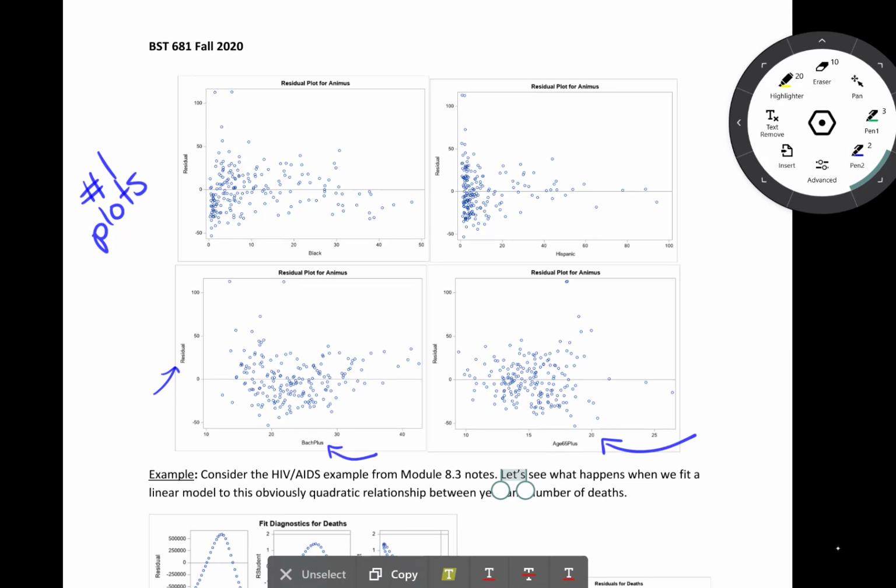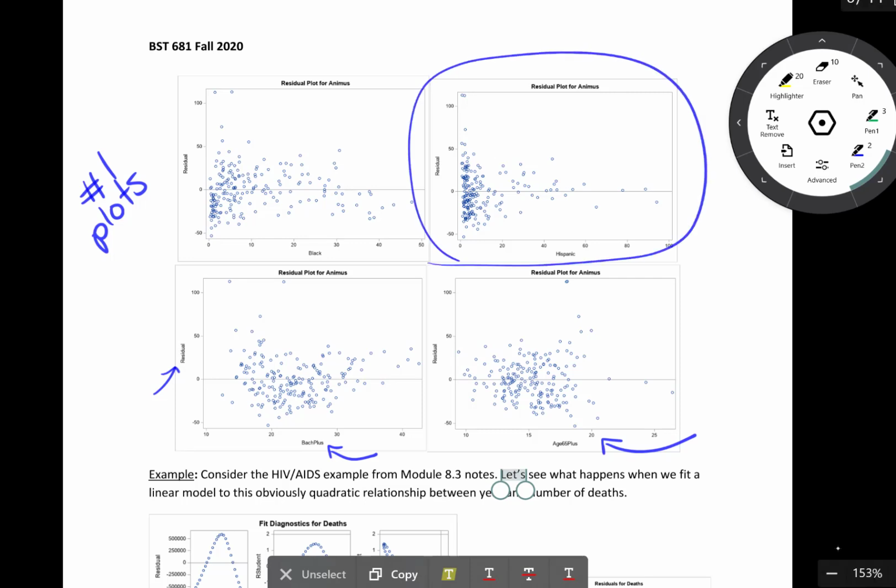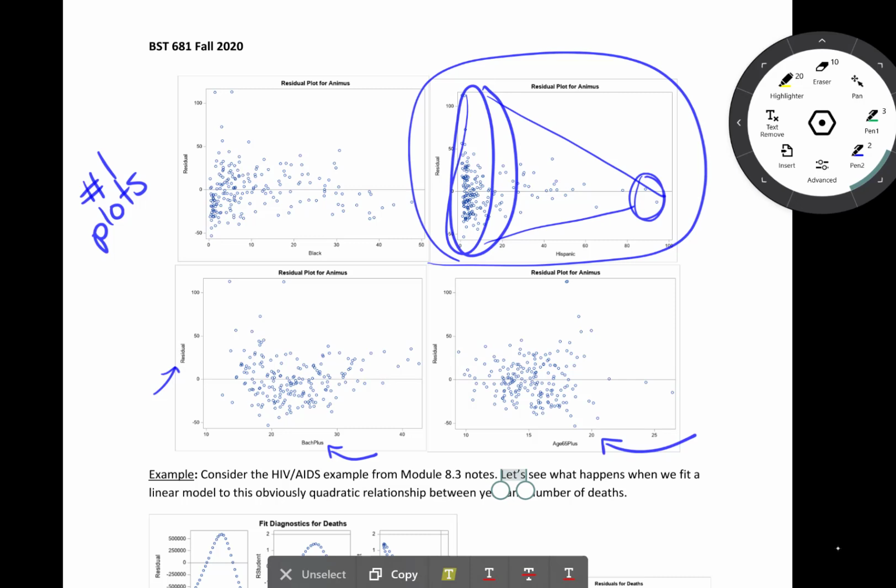So looking at these, notice here, if we look at this plot right here, it looks like the variability on this end is much lower than the variability here. So we see kind of this funnel shape. That might indicate a lack of model fit, and that's probably something that we're going to want to explore.